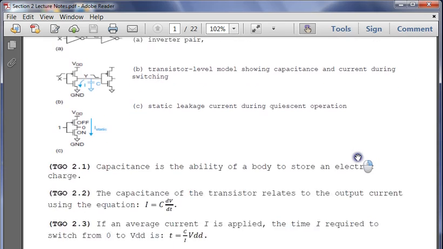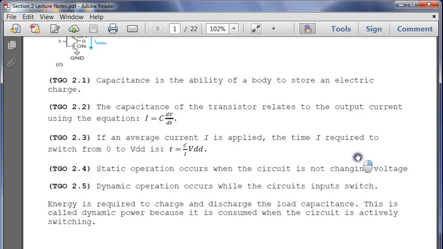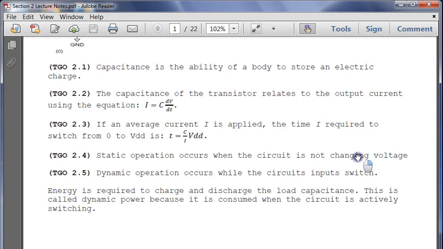So 2.1 is kind of a review. Capacitance is the ability of a body to store an electric charge. We have two plates, for example, gate and body, that are separated by some amount, and we're going to learn how that relates. Also, the current relates to the capacitance and the rate of change of voltage over time. This becomes an impact when you have rising and falling. We're going to learn about that later in this section.